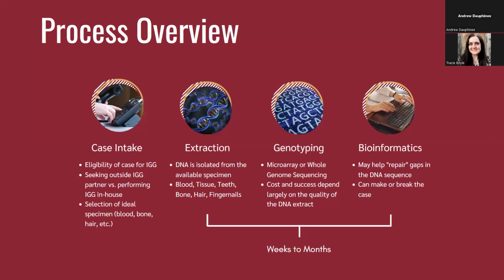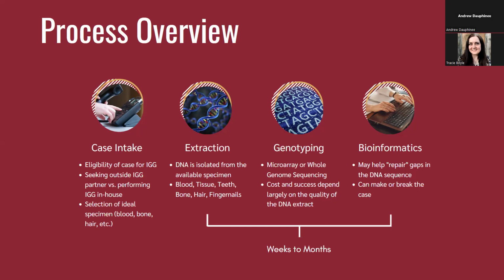Some agencies will opt to conduct IGG internally if they have personnel trained in the process, while others prefer to partner with an external IGG practitioner. We typically inquire about the type of specimen or biological evidence available, and then collaborate with our laboratory partners to identify the most suitable specimen for IGG testing. Sometimes we have multiple samples to choose from, other times we just have one.